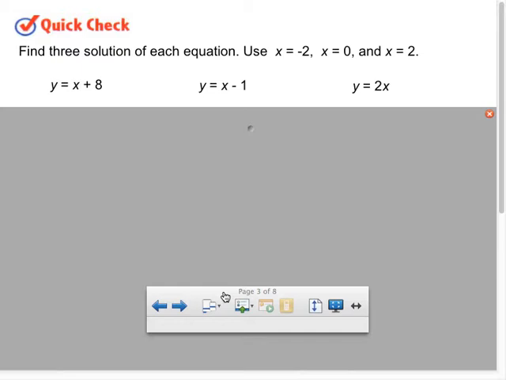So for this equation, y equals x plus 8, you're going to give me 3 solutions. For this equation in the middle, y equals x minus 1, you're going to give me 3 solutions. And same for the last equation. Okay, so really quickly, get that done. There are some things I want to talk about that relate to the last unit. So work these out so I can make some connections to things we have already discussed.